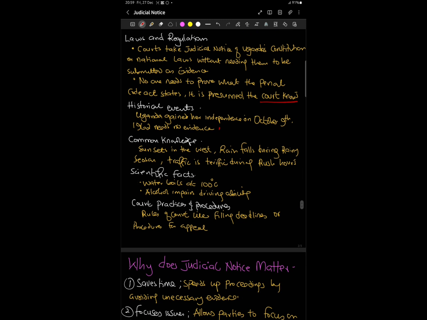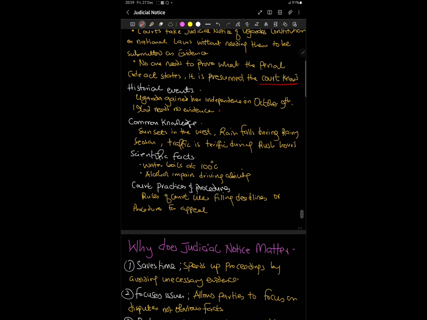Then we have scientific facts. Example, water boils at 100 degrees Celsius. When you take alcohol, it's going to impair your driving abilities. You get the whole essence.